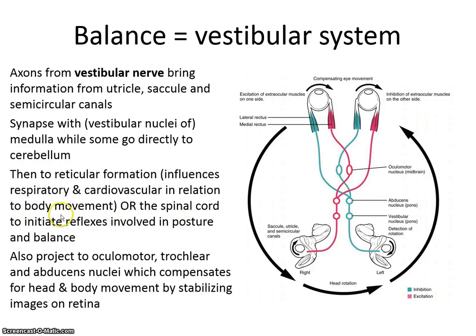So this is just going to tell you how complicated things can get. Or the spinal cord to initiate reflexes involved in posture and balance. So we don't even have to come up to the brain if we don't want to. They also project to the oculomotor, the trochlear and abducens, which compensates for head and body movements by stabilizing images on the retina, so that we aren't left with a sense of vertigo and imbalance. So pretty complicated. Again, I'm not looking to drill you on these pathways. I just want to mention we should be aware of these and where we have to go in the brain in order to have this sensation and perception.